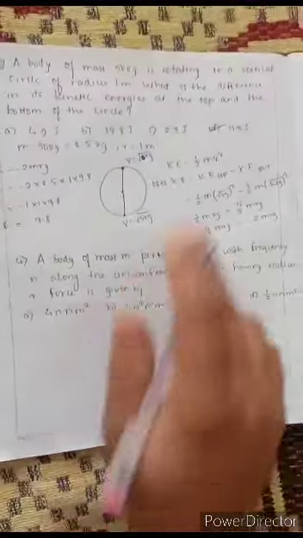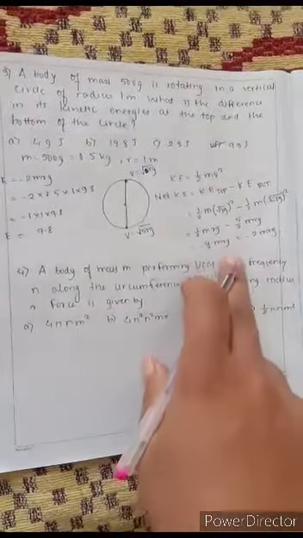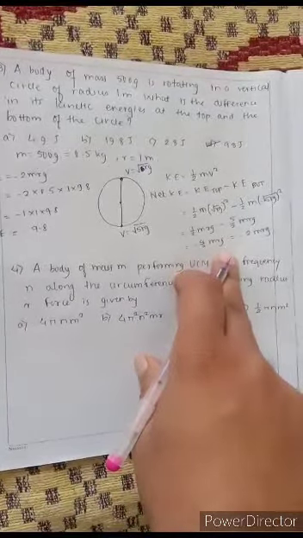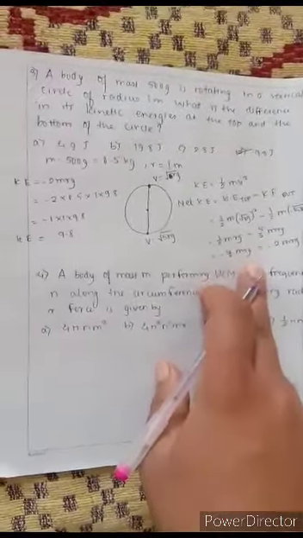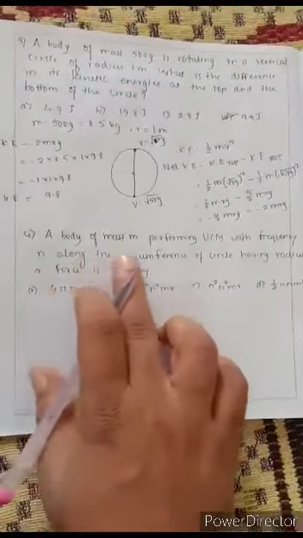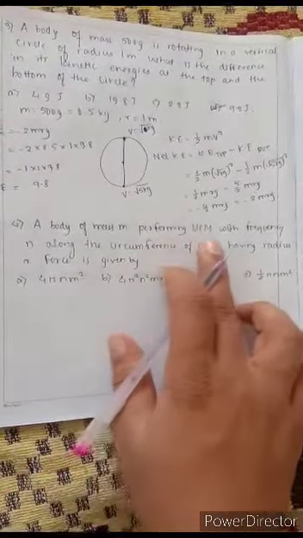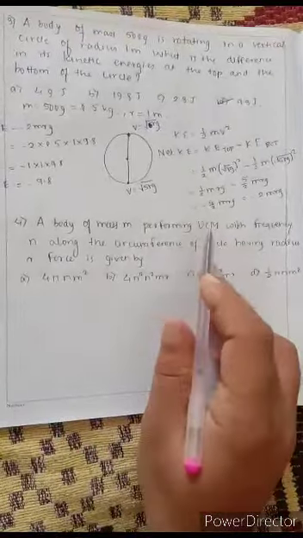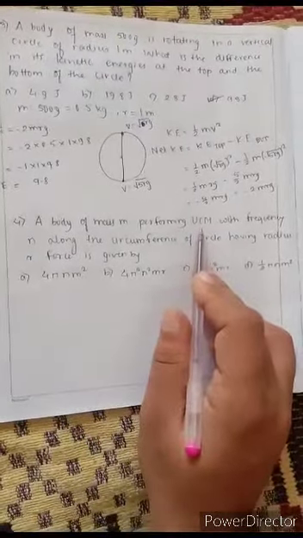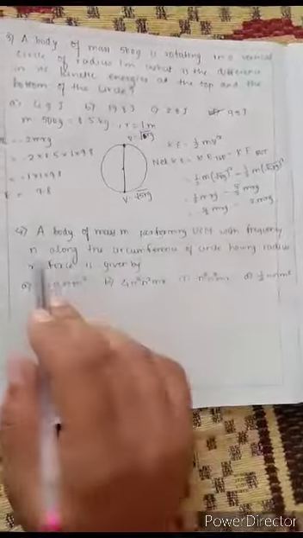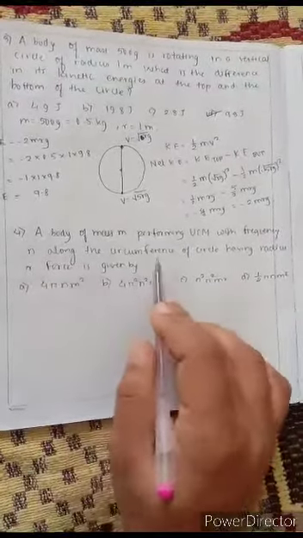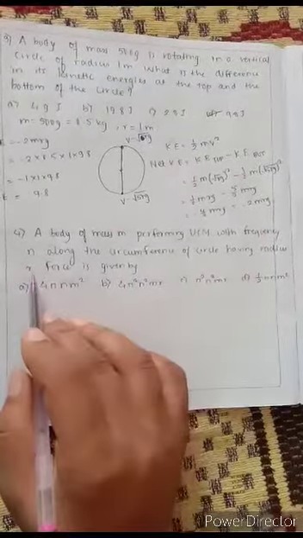I hope you have got the idea of the problem. This is quite simple, not at all difficult. Now moving towards the next problem. A body of mass m performing UCM. Remember, UCM is uniform circular motion, with frequency n along the circumference of a circle having radius r.